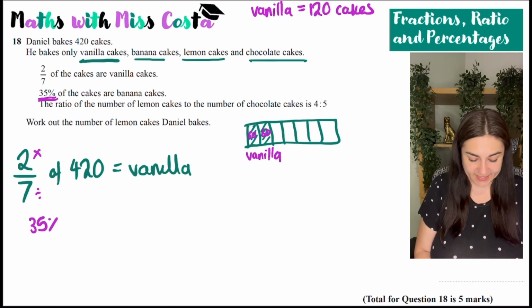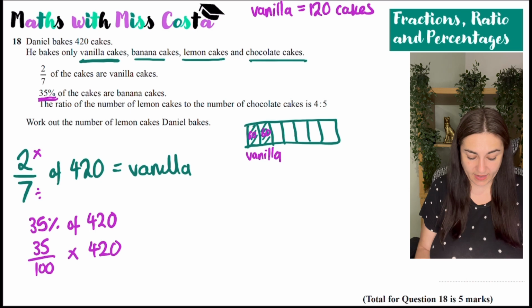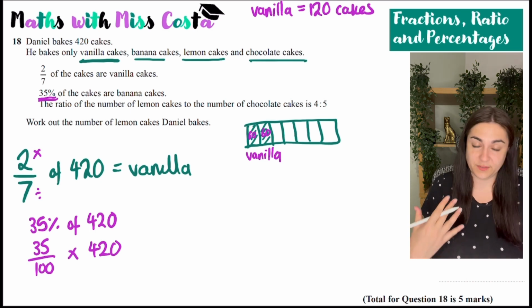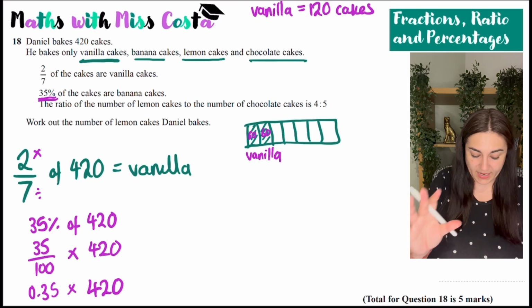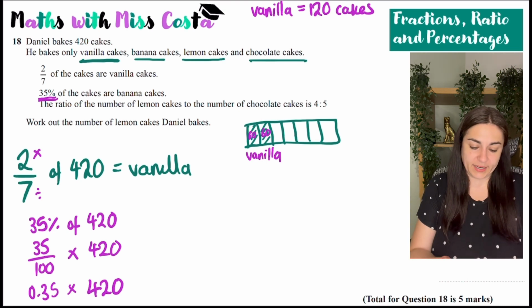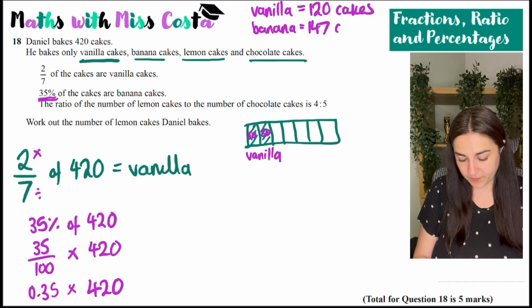So when you're working out percentages, 35% of 420, what I can do is I know that percent means out of 100. So that means 35 over 100. Of means times, so I could actually just use my calculator to write 35 over 100 times by 420. I could also turn it into a decimal just to make life easier for myself because you might be used to working with multipliers. Any of these methods work. So 0.35 times by 420 is 147. So therefore banana cakes is 147 cakes.